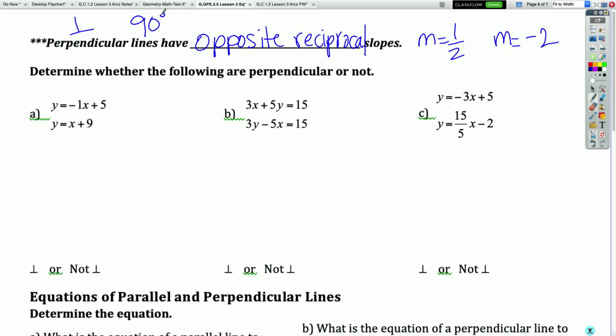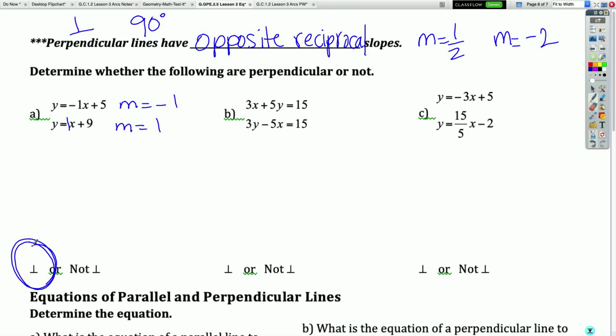Okay, so let's look at the first one. What is the slope of my first line? Negative 1. What is the slope of my second line? Just an invisible 1, right? Okay, so let's think about the signs. Have they been changed? Yes. Has it been flipped? Yeah, a 1 over 1 is just a 1 over a 1, right? So these would be perpendicular.